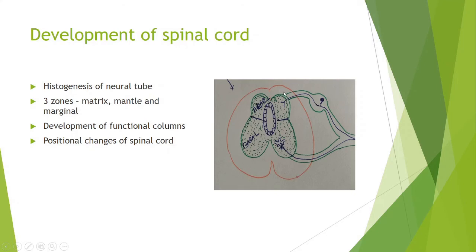So the neural tube has three layers from inside to outside. They are the matrix or ependymal cell layer, then the mantle or middle thick layer made of neuroglia and neurons, and the most outer cell layer, which is known as the white matter or marginal cell layer. These are the three different zones of development of the spinal cord.